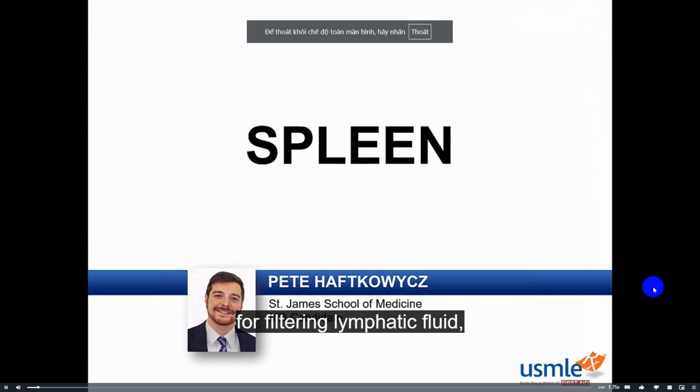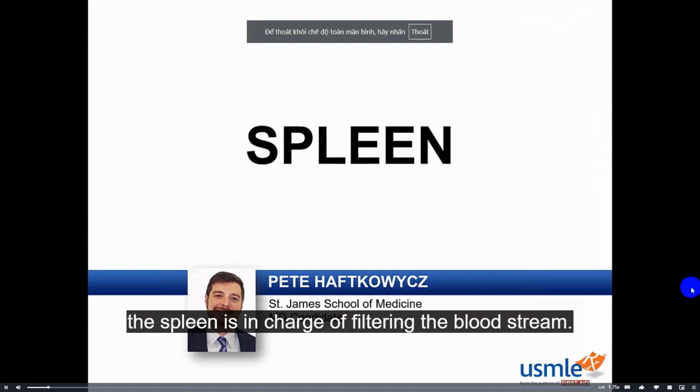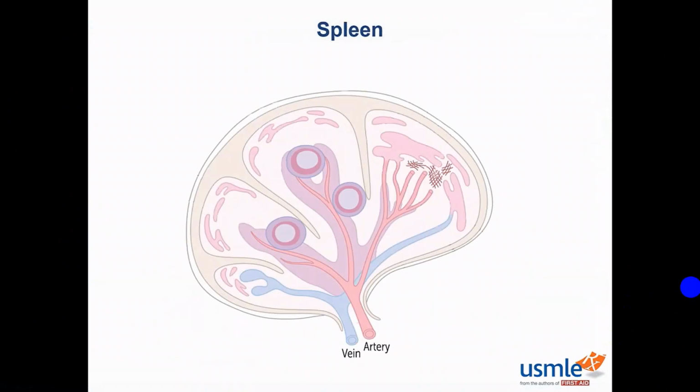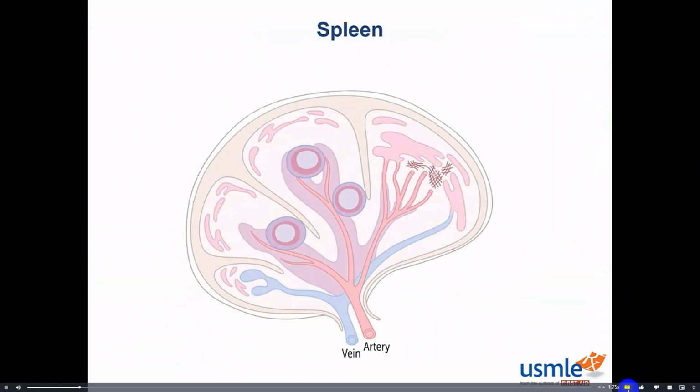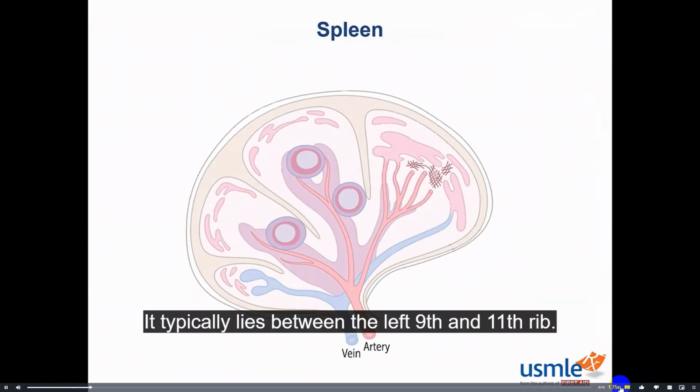As the lymph nodes are responsible for filtering lymphatic fluid, the spleen is in charge of filtering the bloodstream. The spleen is an organ located in the left upper quadrant. Does anyone remember at what rib level it lies? It typically lies between the left 9th and 11th rib.